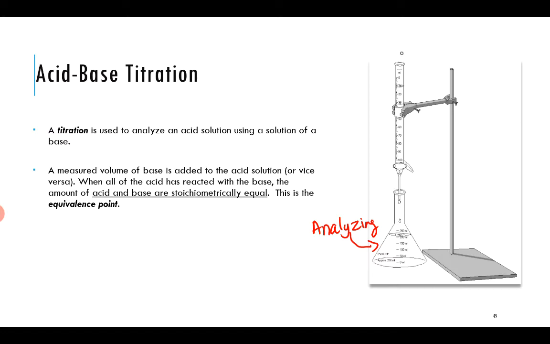And then we have what's called a burette here, filled with a solution. That's your titrant, and it goes into the burette. We'll open the stopcock here and drip small amounts at a time into here. And when all of the acid and base are stoichiometrically equal, then we're at our equivalence point.